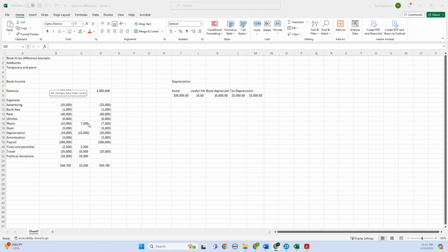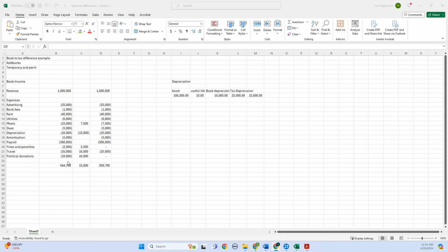And here it is right here. I kind of put together a little mock-up. So revenue or income is $1 million. We're going to look at the book side of things. Advertising, some expenses that are going to be incurred by this particular client. Advertising, $25,000. Bank fees, $1,000. Rent, utilities, meals, dues, depreciation, amortization. Payroll that they have, fines and penalties, travel, and political donations. The net profit for this particular client is $544,000 for 2023, let's just say.